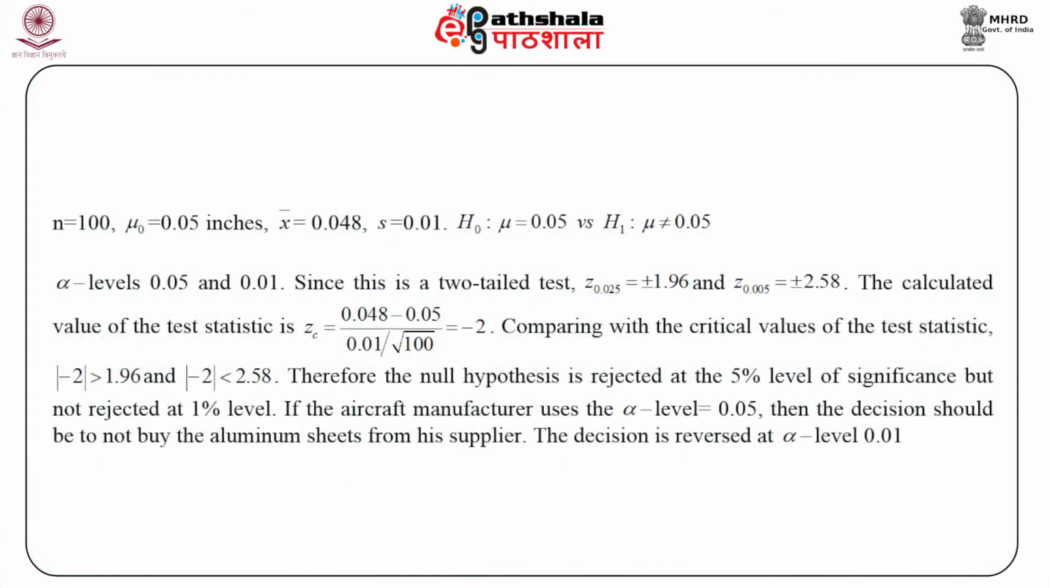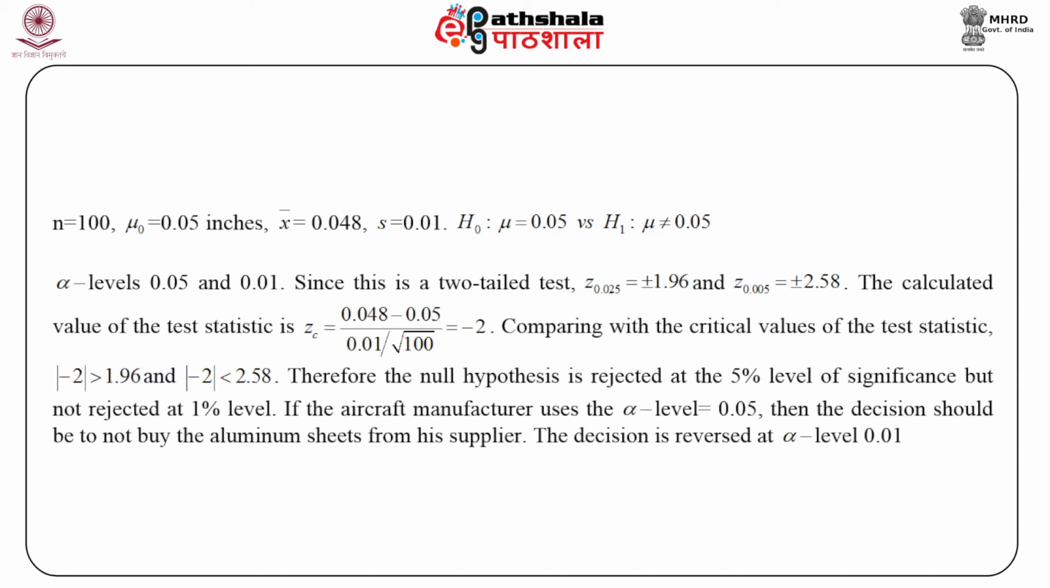Again, we can see that n is equal to 100, mu 0 is equal to 0.5 inches, x bar is equal to 0.048 inches, and s is equal to 0.01. Our null hypothesis is that mu is equal to 0.05 versus the alternative hypothesis that mu is not equal to 0.05. The alpha levels we have selected are 0.05 and 0.01.